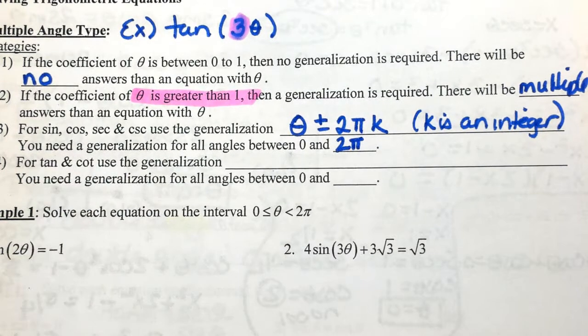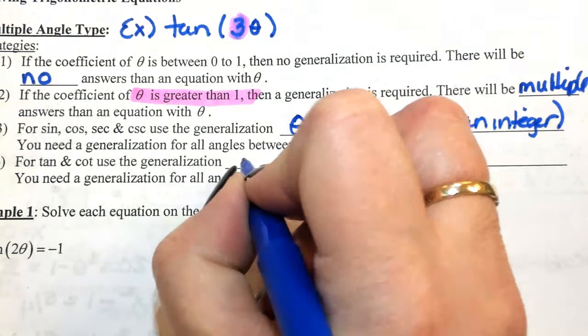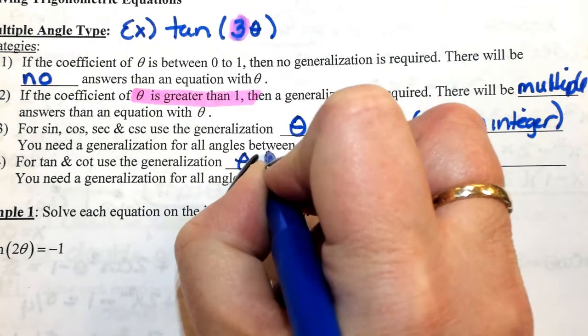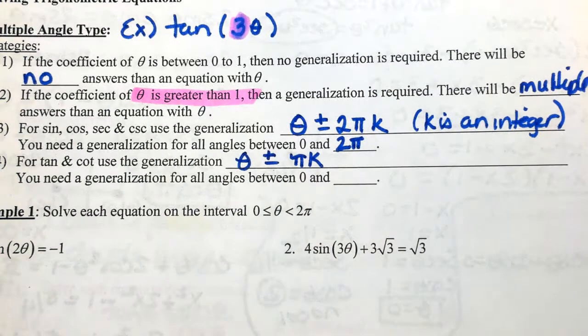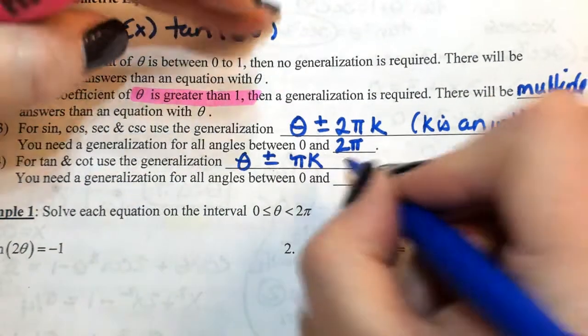Remind me again, what was the period for tangent and cotangent? Pi. So the generalization we'll have to use for tangent and cotangent is going to be theta plus or minus pi k. And again, k is an integer.